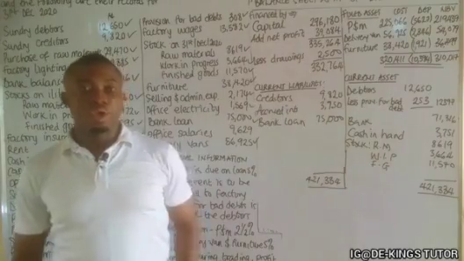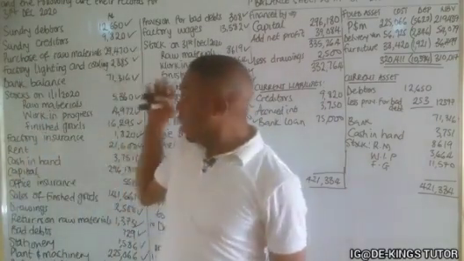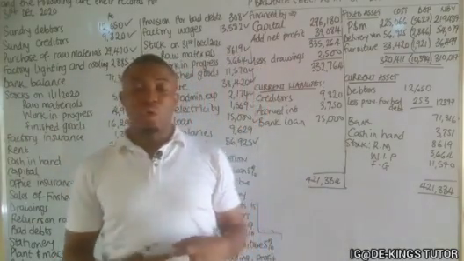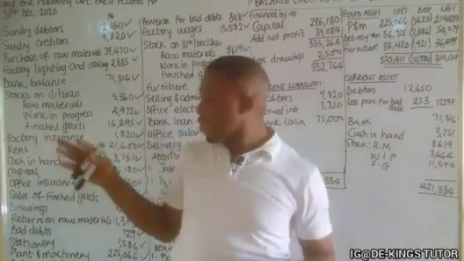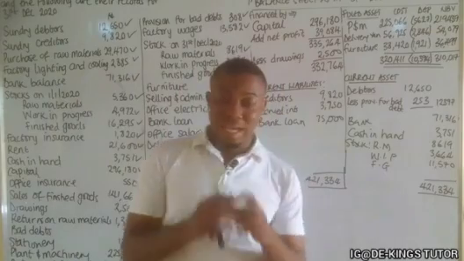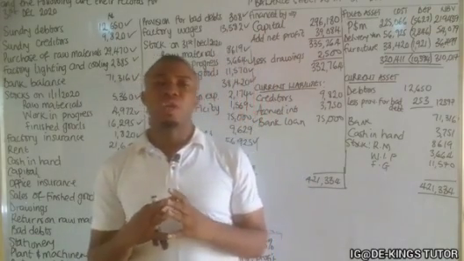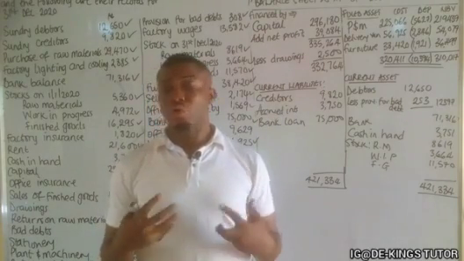So we've seen how to prepare the manufacturing account from scratch. We've seen the different aspects of cost and the format, and we've seen a question on how to prepare this. And that's the first way a question can come. Now, another way a manufacturing question can come is what we call transfer pricing.